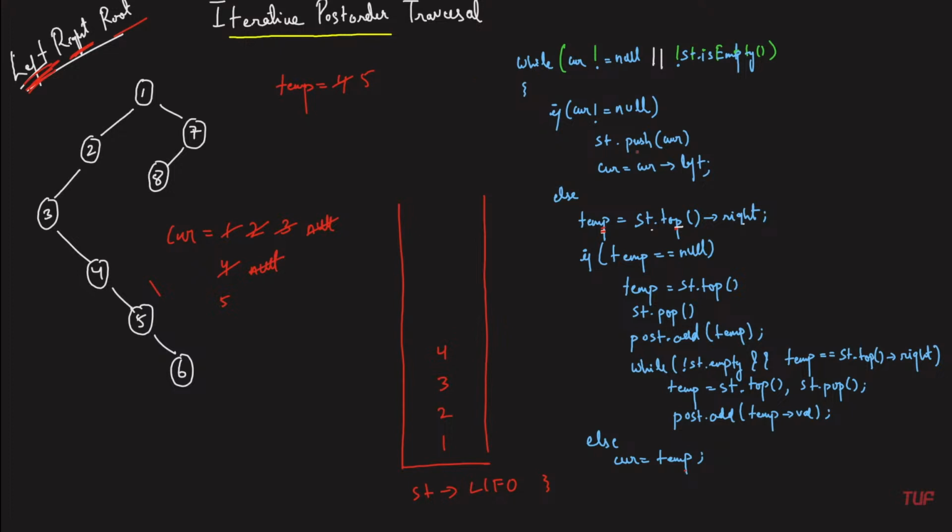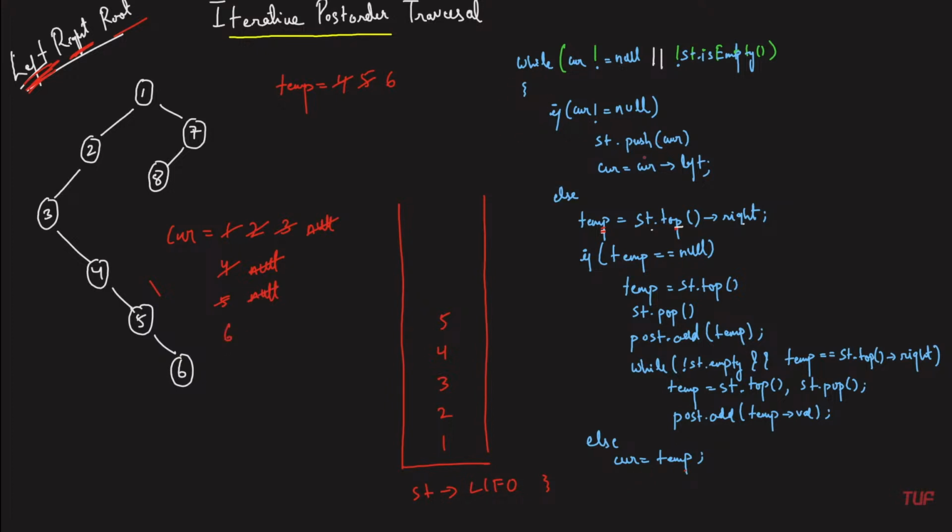Again I come back. Stack will say, okay, I'll store you. And 5, why don't you go to left? The moment it tries to go left, it will be null. Again it comes back. Temporary is stack dot top dot right. So temporary becomes 6. And this time temporary is not null, so cur will reassign itself to temporary. So the cur becomes 6.